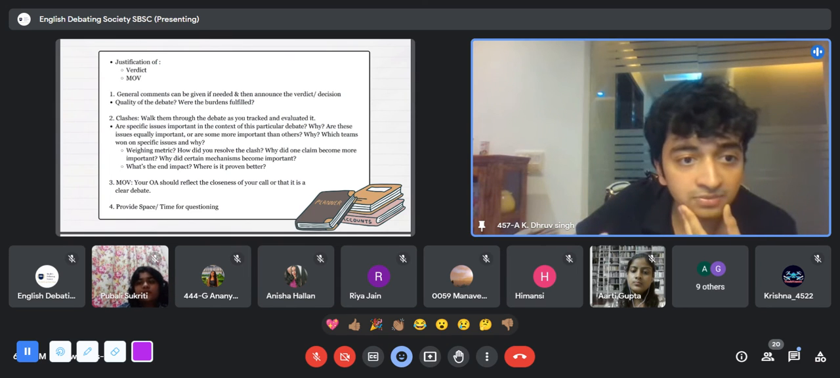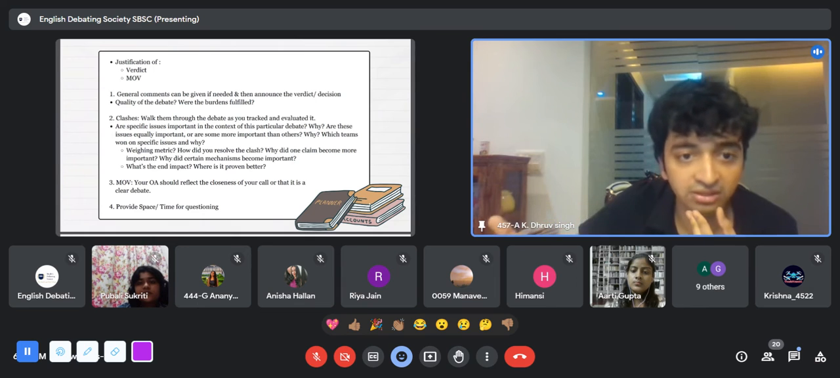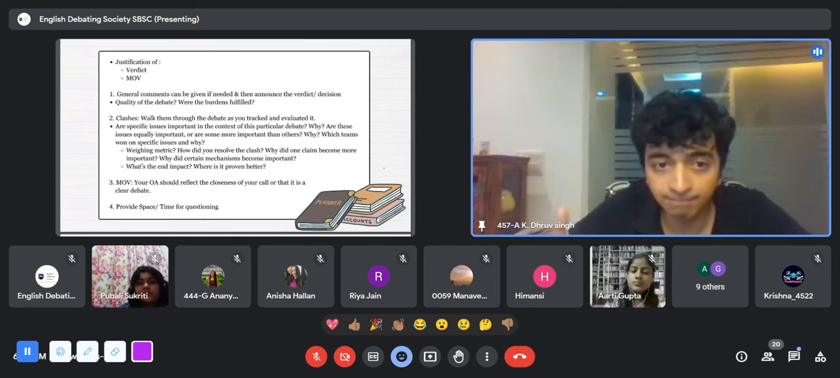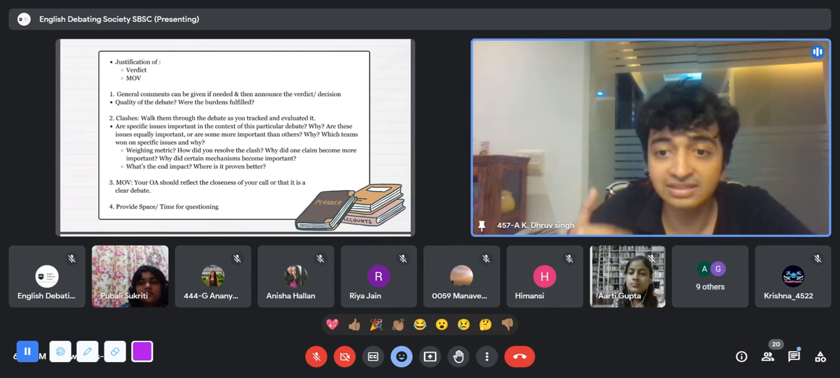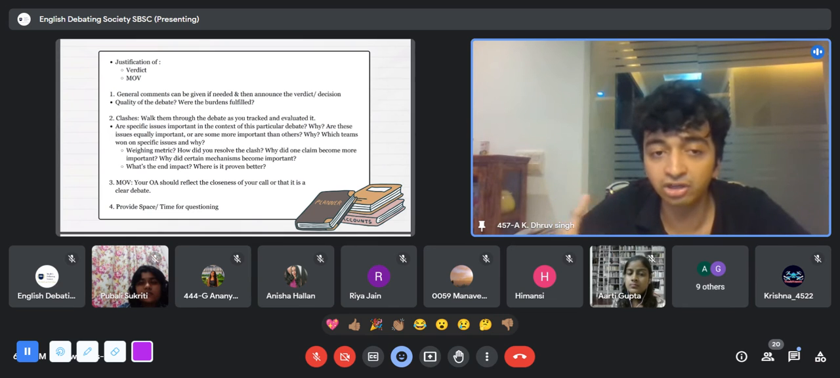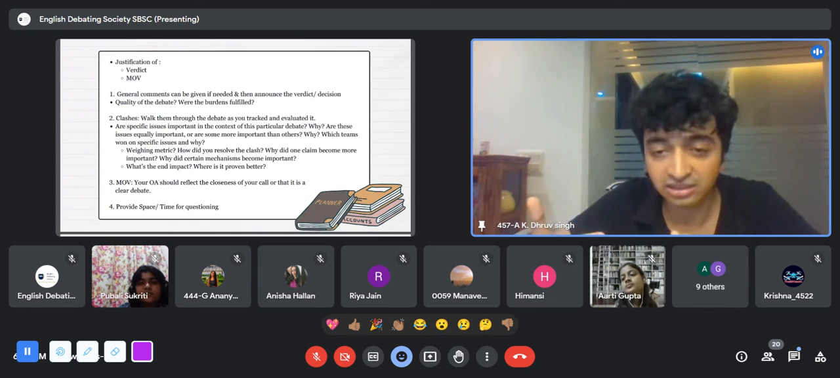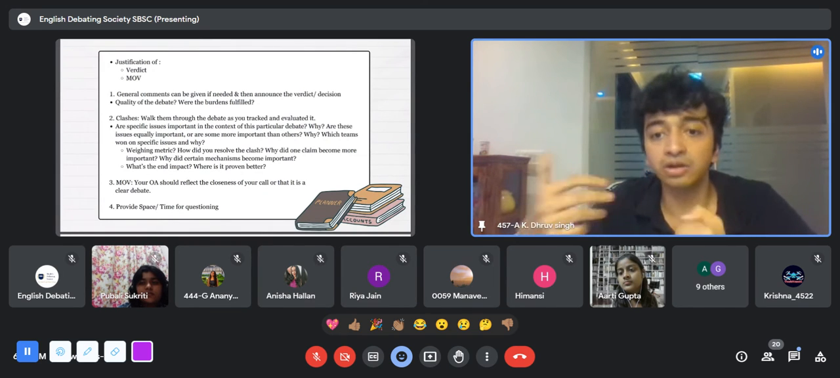Which team, which weighing metric, how did you resolve the clash? Why did one claim become more important than the other? It's also very important when you're talking within a clash, why did one side win over the other? What was the particular reason for that side winning? Was it that they proved their mechanisms better? Don't be very vague and general in stating that. State that analysis which you thought was very important. State the things which you thought were persuasive, that you actually bought, and that went unrebutted within the debate.